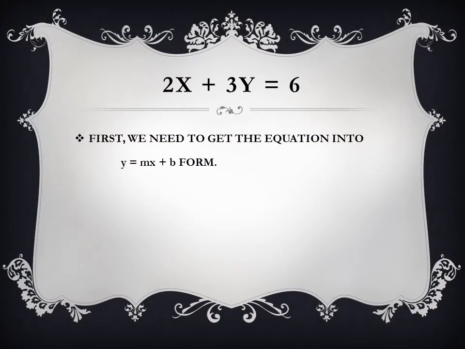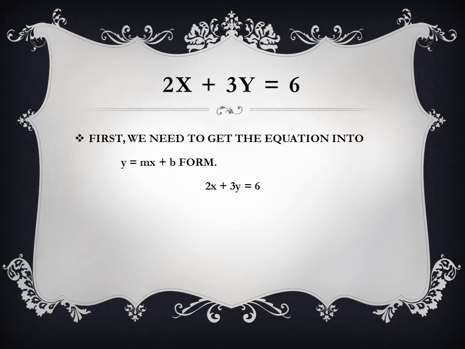Our next example is 2x plus 3y equals 6. First, we need to get the equation into y equals mx plus b form. So we start out with 2x plus 3y equals 6. And the first thing we need to do is move our x to the opposite side.